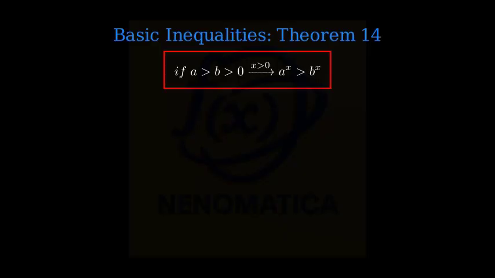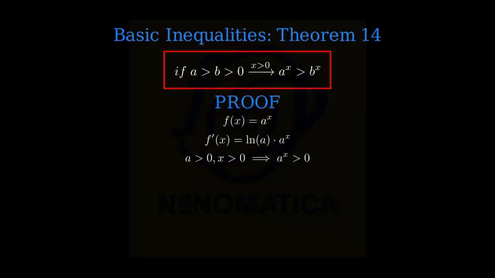Now, let's prove this first theorem. We start with the given condition that a is greater than b, and both are greater than 0. Let's define a function, f of x equals a to the power of x. We can find the derivative of this function, which is the natural log of a times a to the power of x. Since we're told that a is greater than 0, and we're considering x greater than 0, we know that a to the power of x is always positive.